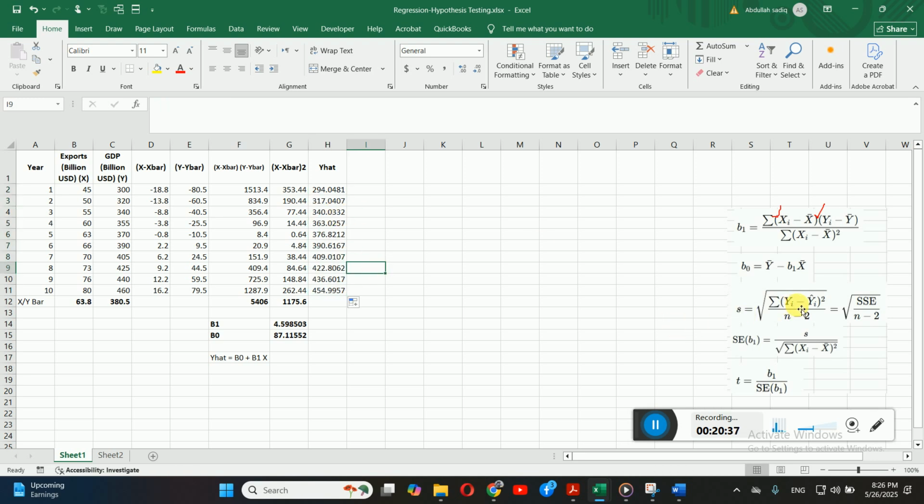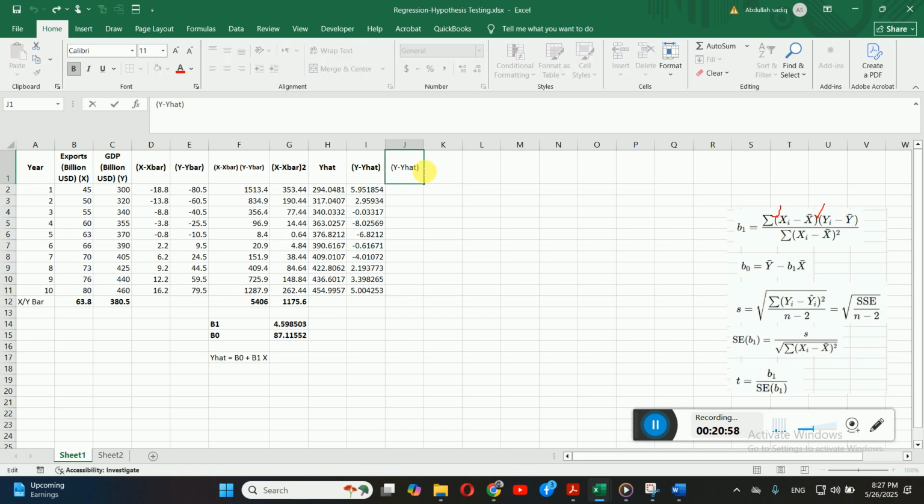So we need y minus y hat, dear students. So simply y minus y hat. Equal sign, this is our actual y value, and you should subtract the y hat. And this is just giving you the error. Simply, this is the error. Now this error should be squared. Simply just take this value and square it, dear students. Equal sign, this value should be multiplied with itself, or you can just raise it to power 2.